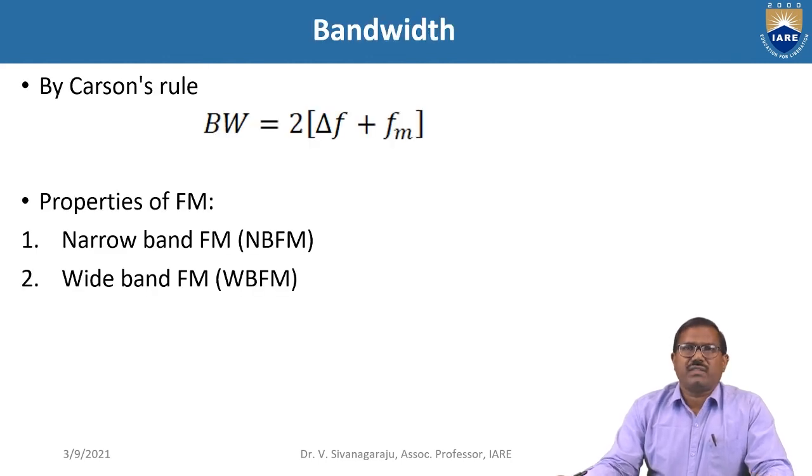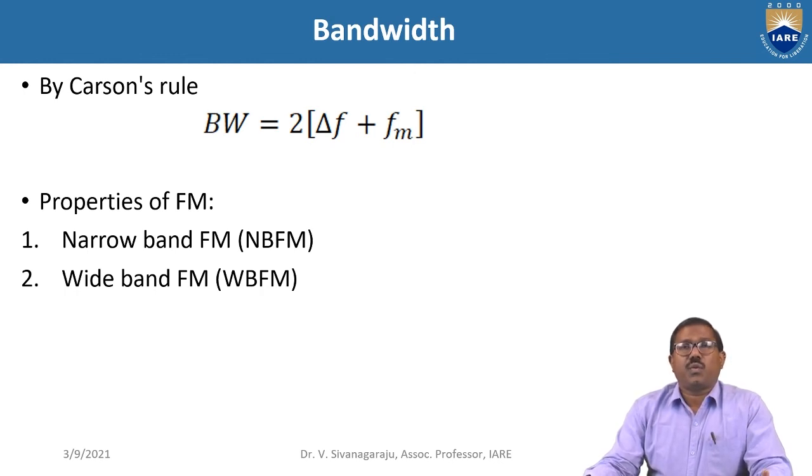Next one is the bandwidth. By Carson's rule, we can define the bandwidth in FM. That is BW, represented as bandwidth BW, which is equal to 2 into delta F plus Fm. So that is our Carson's rule.